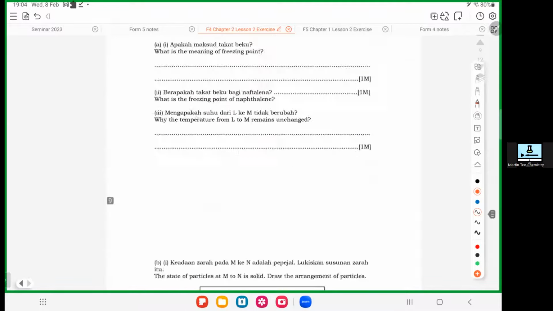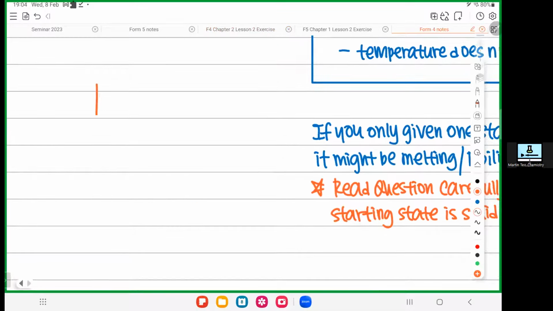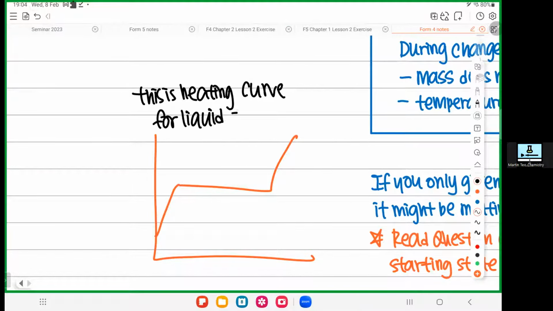Okay, here. Let me give you a random one. Let's say I give you a heating curve like this, and I tell you this is the heating curve for a liquid Z. So now you should know already. So you started with a liquid.